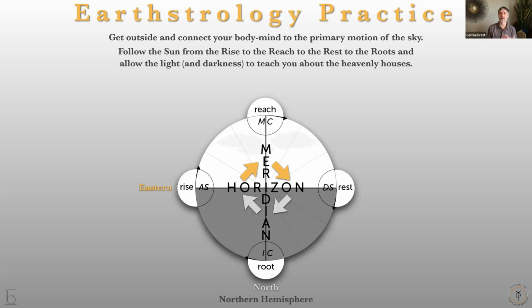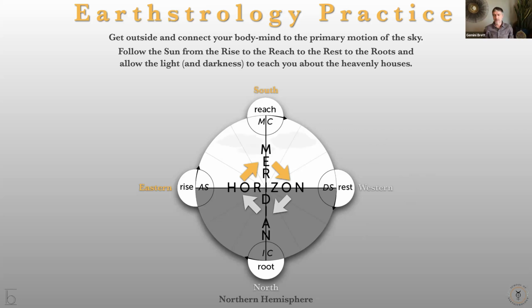And in the northern hemisphere, as I've said, we're going to move from rising in the east, whether it's the sun or the moon or Venus, Mars, whatever, to reaching in the south. Now, if you're between the tropics, that can happen directly above your head. It gets confusing there. It gets confusing if you're north of the Arctic Circle too. We're not going to trip on that right now. I just want to show you that, like the clock, the northern hemisphere clockwise motion of the sky by day takes us from roots in the north to rise in the east, to reach in the south, to rest in the west.